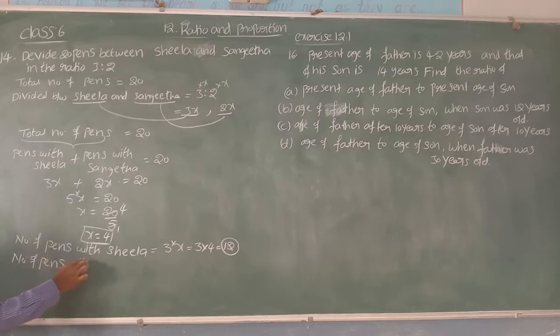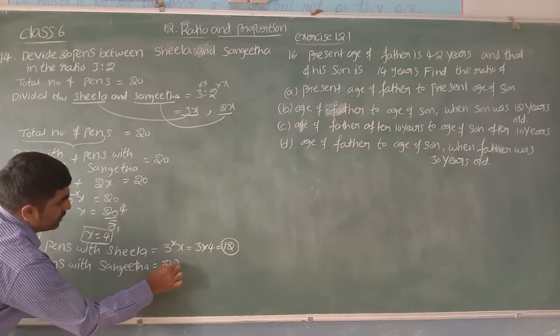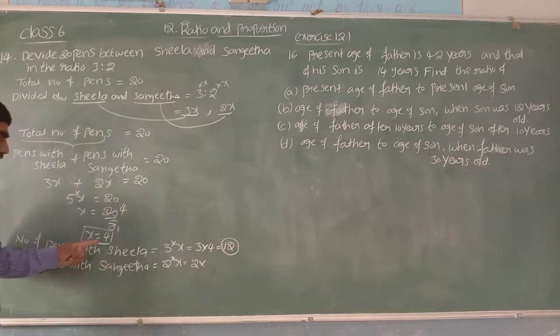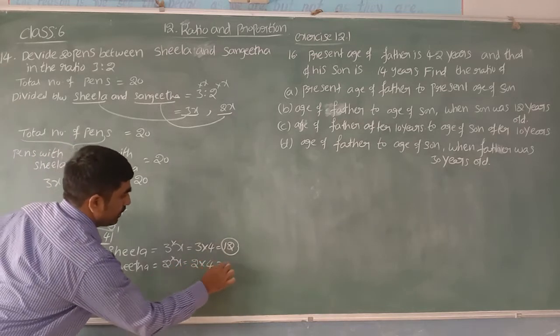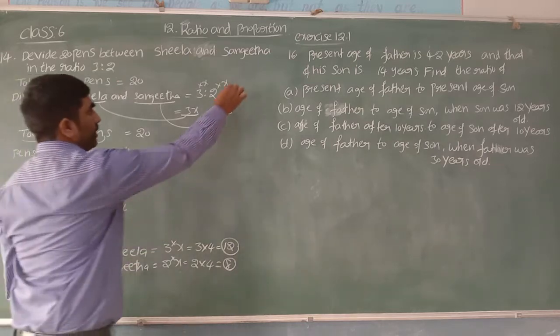Number of pens with Sangeeta. Yes. Now tell me how many pens she received? 2x. In between no symbol, into. We can write here 2 into what is the x value I got? 4 is equal to how much? 8. 12 plus 8 gives us total number of pens 20. So like that we can find it.